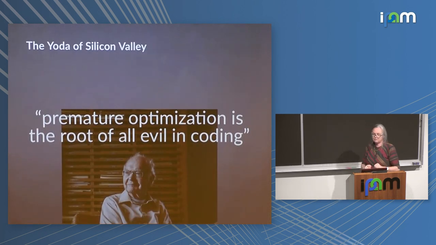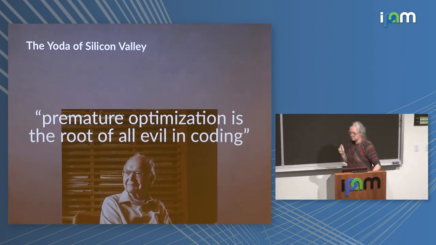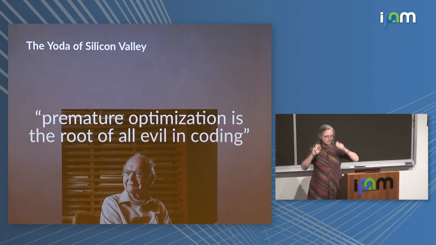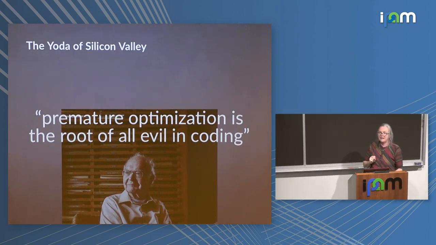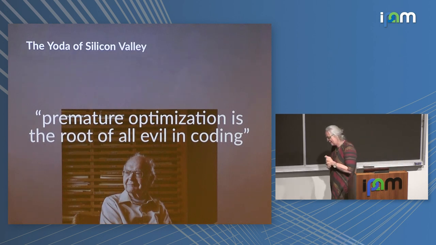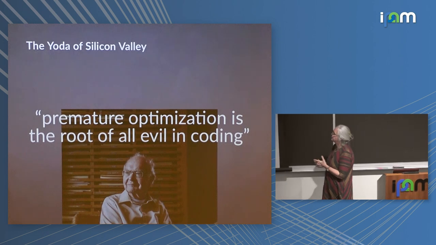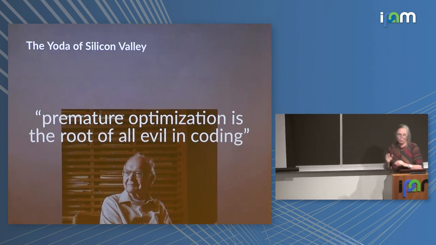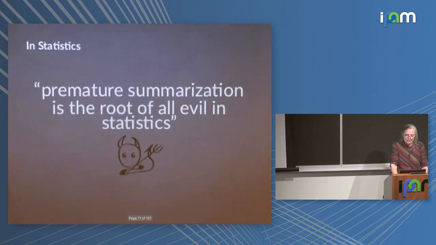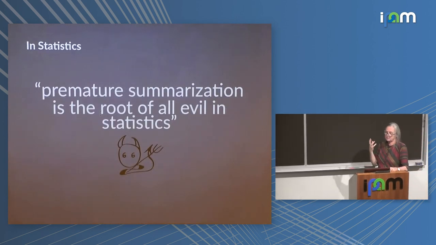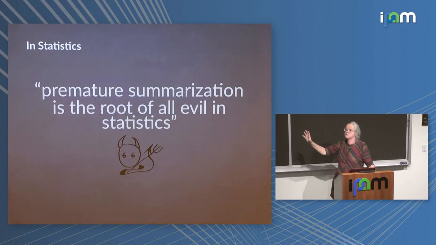OK, I have to finish soon, but I want to tell you a few things about my philosophy about statistics. Don Knuth is the god of computer science, and he wrote the Bible. In his book on computing, he says premature optimization is the root of all evil in coding. I would say that premature summarization is the root of all evil in statistics.